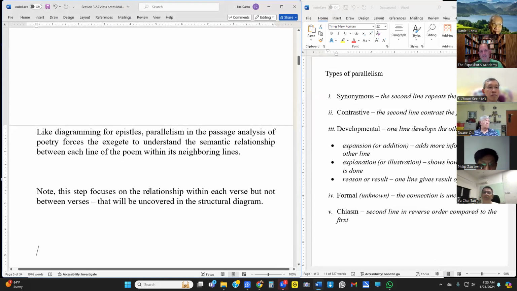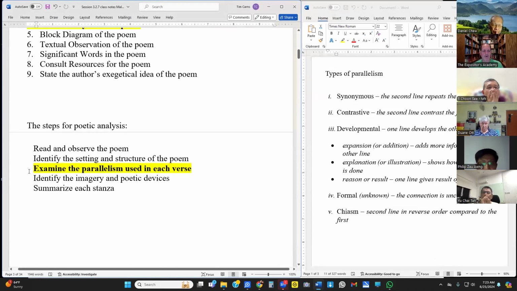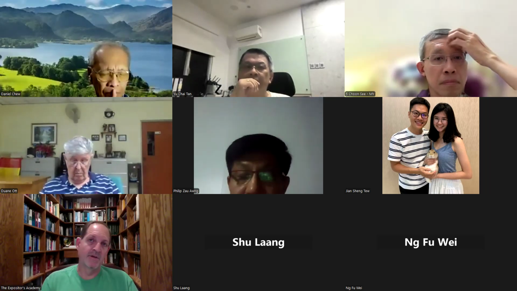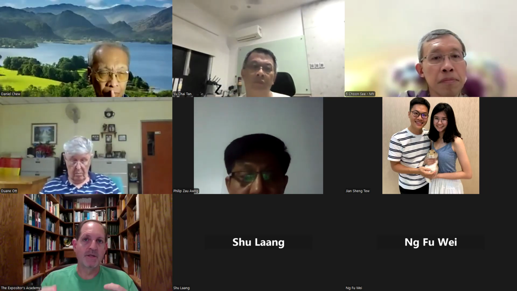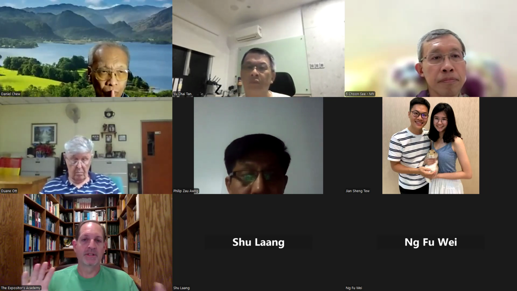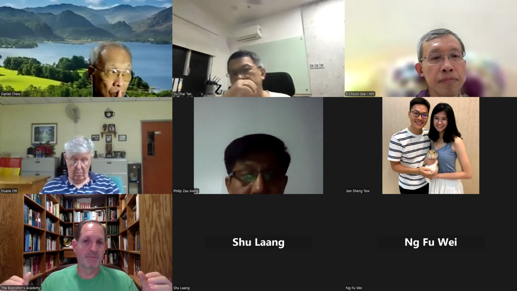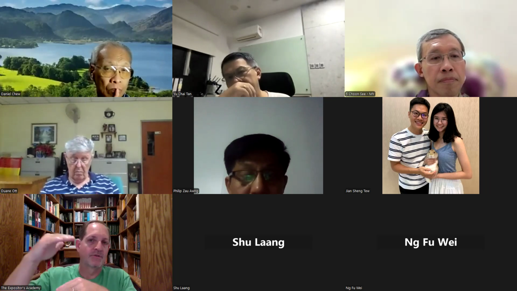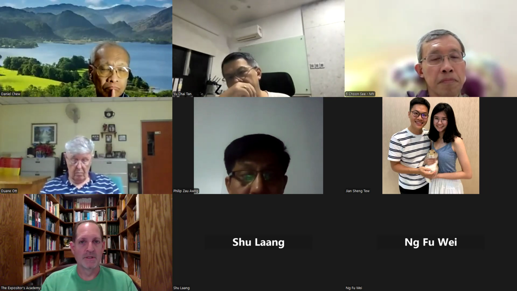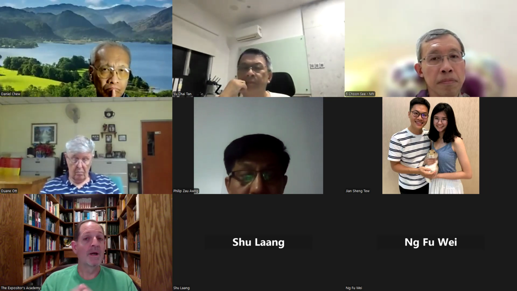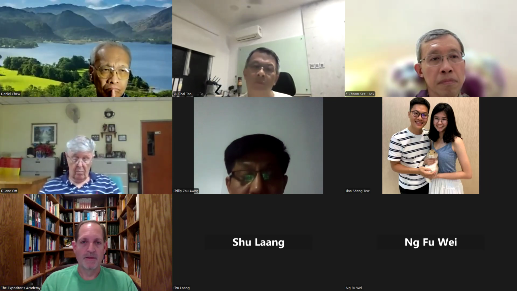In this particular step of the poetic analysis, we're examining the parallelism within each verse. And this is not just an academic exercise, but the intent is to see what the poet is doing, because often this parallelism will help us better understand what he is saying. How are the two lines connected together? Very often there is a connection. What kind of connection is that?